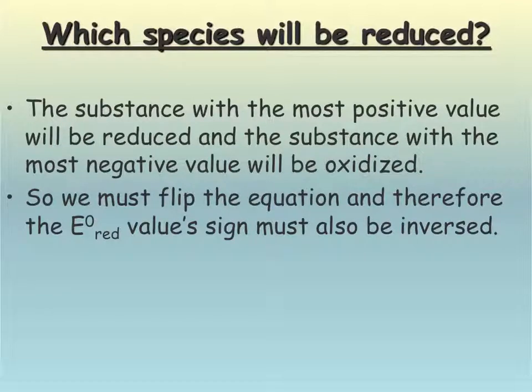All right, so which species is going to be reduced? When you have two metals, you want to look at their reduction potentials. The substance that has the most positive reduction potential value is going to be the substance reduced. The other substance is going to have a more negative number, and therefore it will be oxidized. Because they're all written in terms of reduction, for the smaller value, that substance's equation needs to be flipped. And because we flip the equation, we also need to change the sign of our reduction potential.